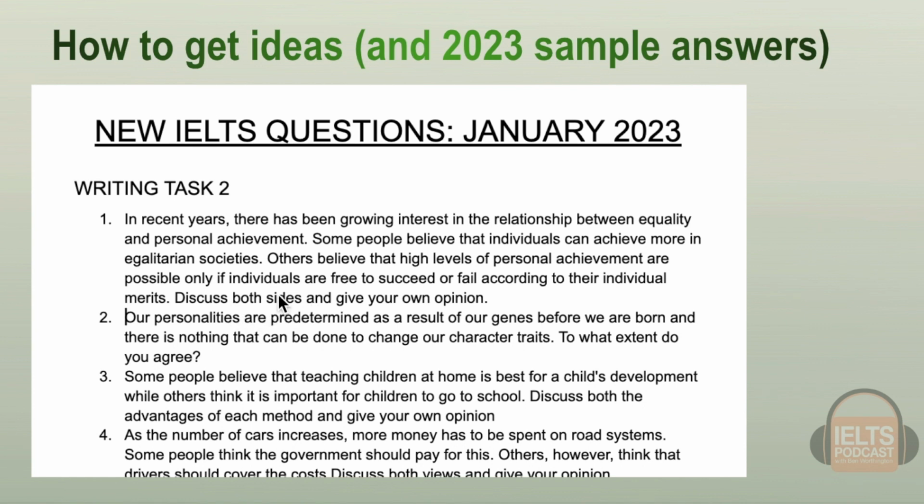So what's the first side? If there's both, there's two. So what's the first side? Here, some people believe that individuals can achieve more in fairer, more equality-based societies. Okay? That's body paragraph 1. Body paragraph 2, personal achievement. High levels of personal achievement are possible with more freedom. Okay?